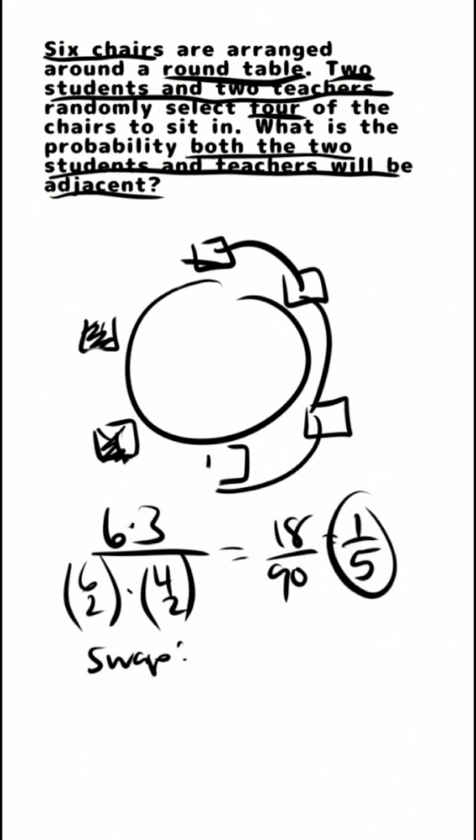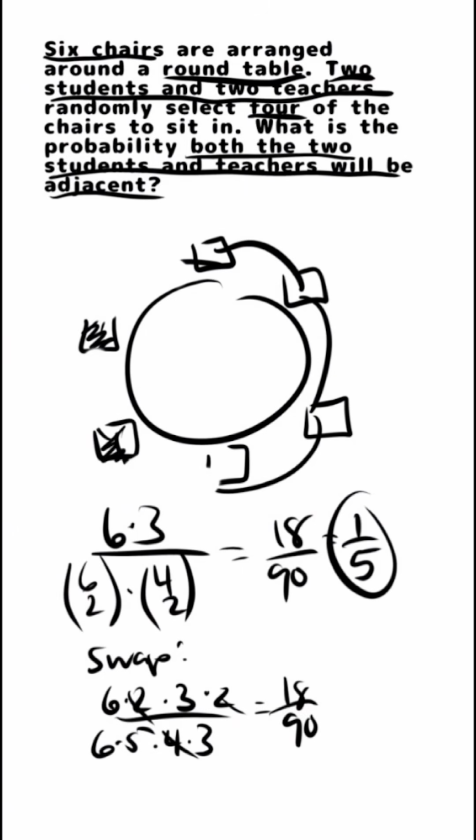Now if we assume everyone is distinguishable, meaning that the teachers and students can swap, there are 2 ways for the teachers to sit and the same for the students, but this must be put on both the numerator and denominator so they cancel out, giving us the same answer.